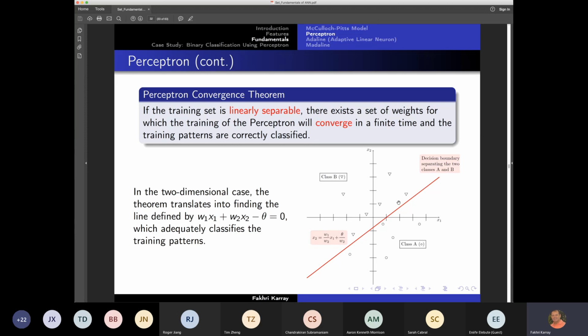What we say here is, if the training set is linearly separable, it means that the two classes could be separated by a line, a hyperplane, or a plane. Then there exists a set of weights for which the training of the perceptron will converge in a finite time, and the training patterns are correctly classified. This theorem, which has been proven, tells us that as long as you have two classes that could be separated by a line, this is training data, this is training data. You can see that a line could separate between these two types of data.